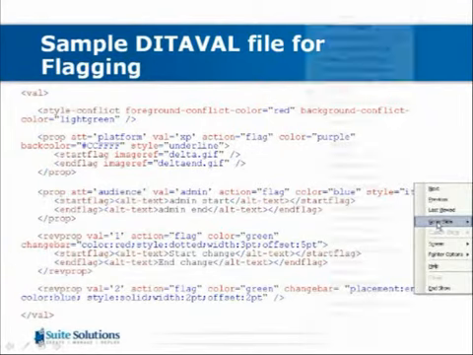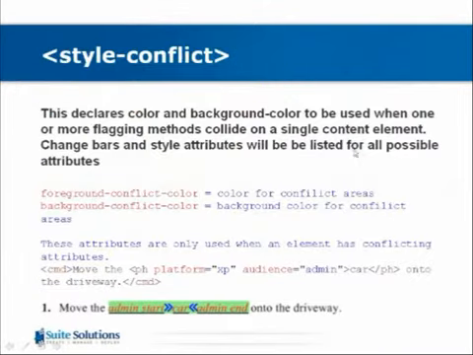So let's go back to the slide. So the style conflict element, there's one of them. It has two attributes, foreground conflict color, which is the font color of conflict areas, and background conflict color, which is the background, the highlighting of a conflict area. They're only going to be used if an element itself actually has conflicting attributes, and in this case we have XP and admin. So it changed the color, it highlighted it in green, and it changed the font color to be red.